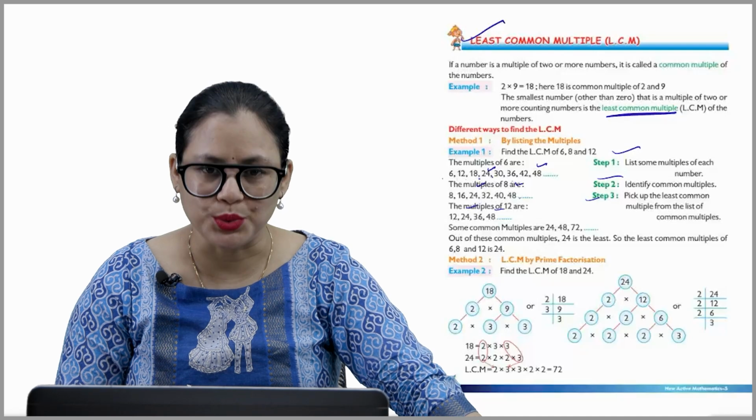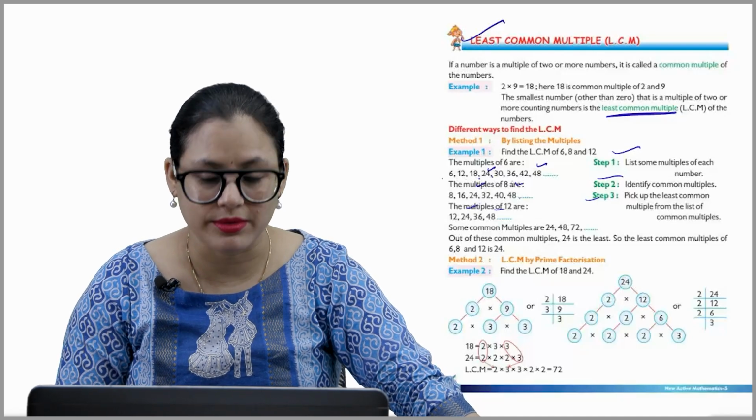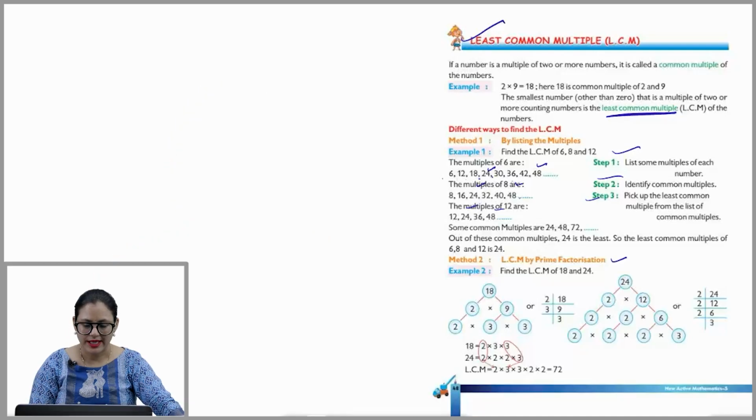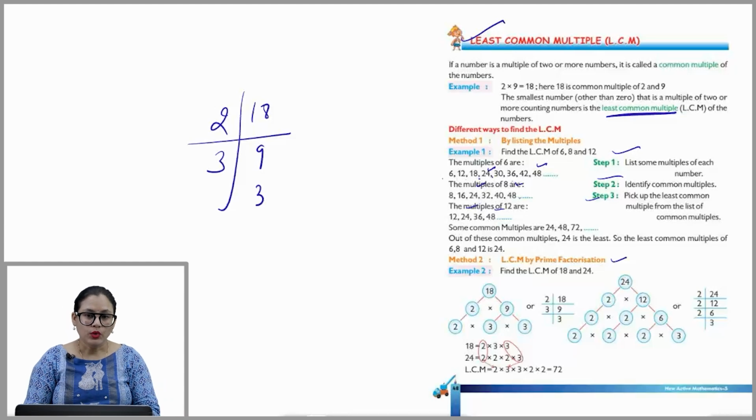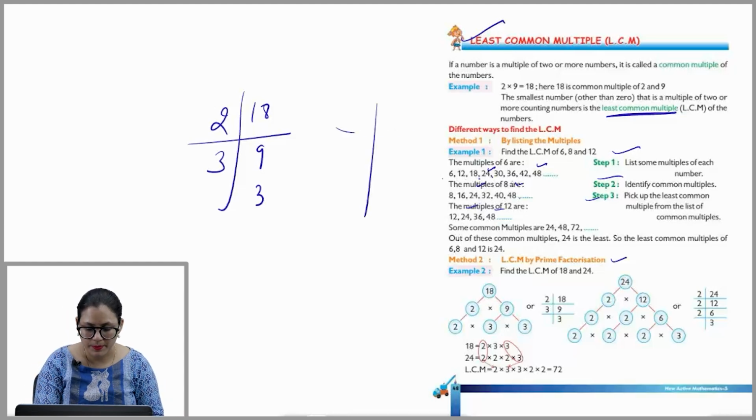Now method number 2, LCM by prime factorization. 18. Let's do it. 2 9s are 18. 3 3s are 9. Now we have 24 also.